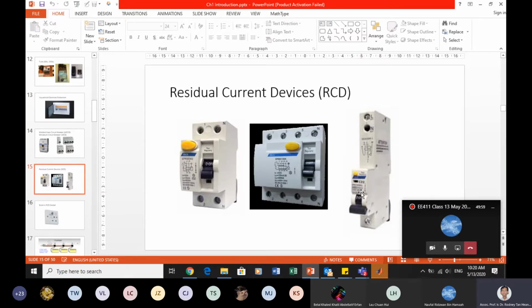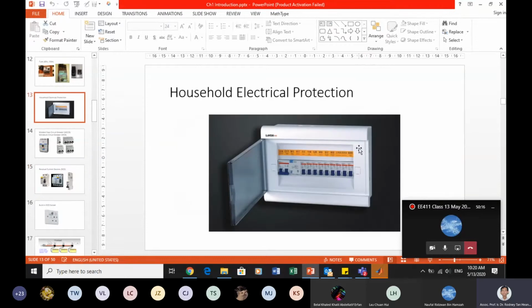You protect against leakage current, you protect against overload and short circuit from any device that's connected to it. Obviously it will be much more expensive because you're buying two devices at the same time. The advantage is that sometimes, for example, you already run out of space. Maybe you only have one slot.